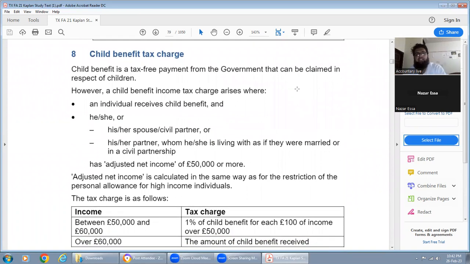Now we have the child benefit tax charge. Child benefit is a tax-free payment from the government that can be claimed in respect of children. However, a child benefit income tax charge arises where an individual receives child benefit, or his or her spouse, civil partner, or partner whom he or she is living with, if they were not married or in a civil partnership, has an adjusted net income of 50,000 or more. Then he will get a child benefit income tax charge.